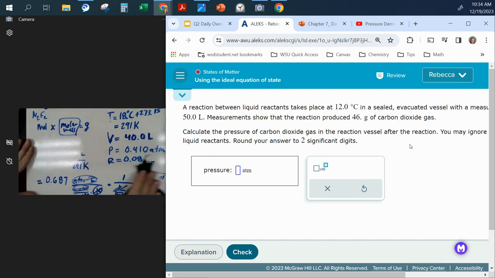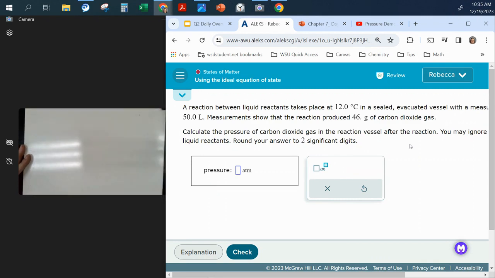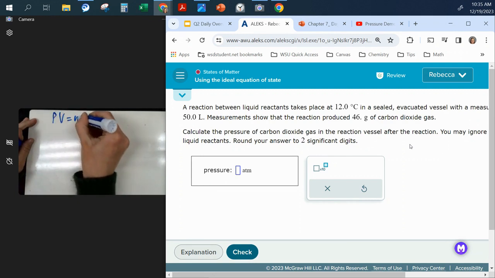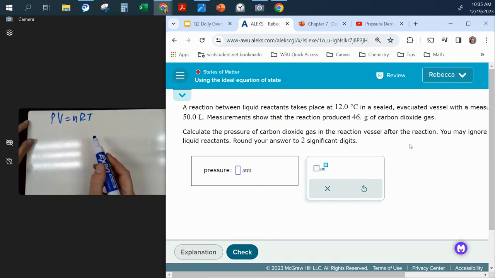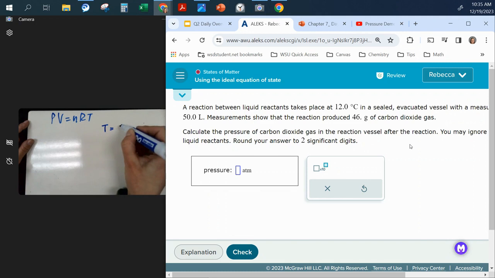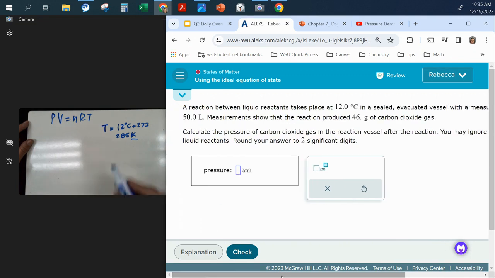Okay, so same thing. We have to figure out what they give us, what we need to find, and then rearrange the ideal gas law so that we have what we need. So our ideal gas law is PV equals nRT. Let's see, the reaction takes place at 12 degrees Celsius, so that's our temperature, plus 273. Is that 285? Okay, Kelvin. So temperature has to be in Kelvin. That's why I did that. In an evacuated vessel with a measured volume, great, we have a volume. The volume is in liters.